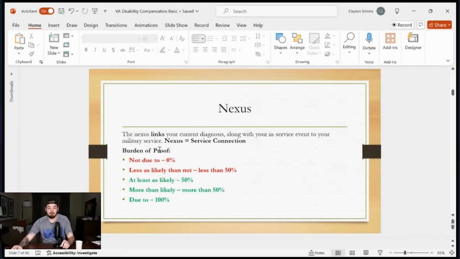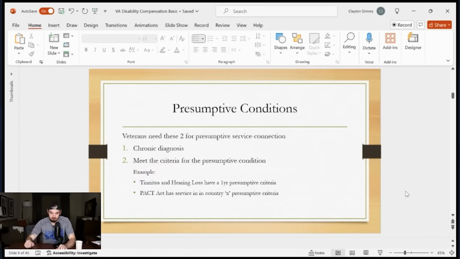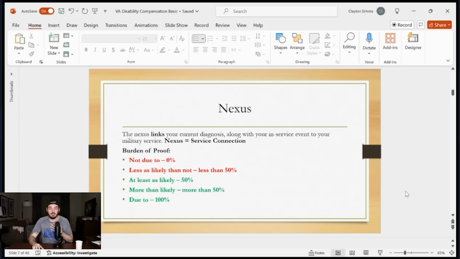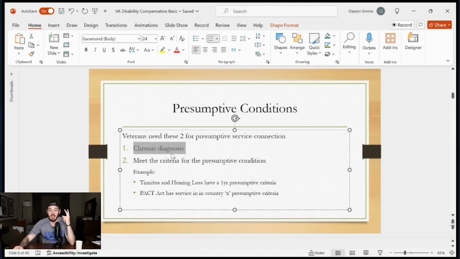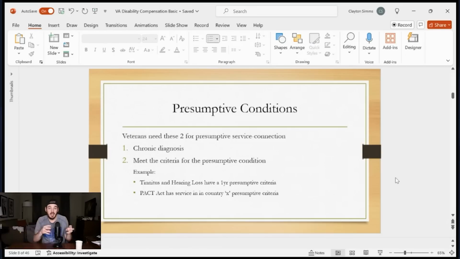Let's keep on rolling. Okay, so Nexus. Then we have presumptive conditions followed by the Nexus, right? This is for a medical Nexus. A presumptive Nexus just means, hey, meet the criteria, have the chronic diagnosis, everything is good to go. The VA is going to concede on that Nexus. So 2 things needed for presumptive service connection: the chronic diagnosis, and then meeting the criteria. That criteria is either time and location based or just time, okay?